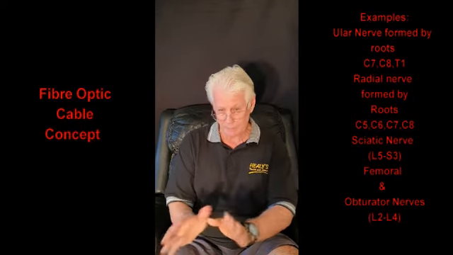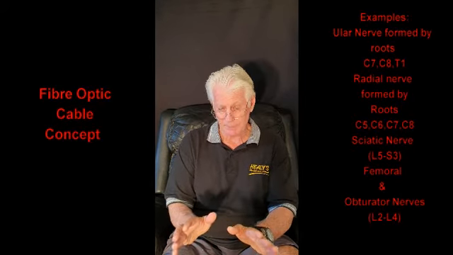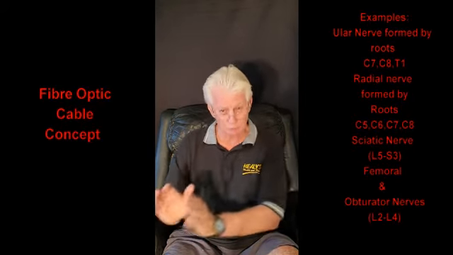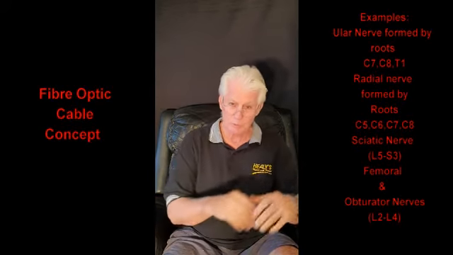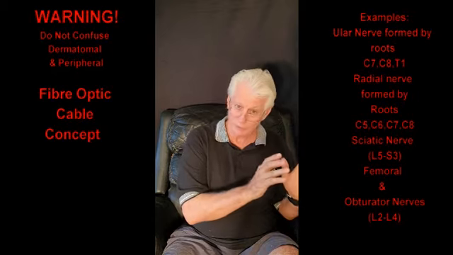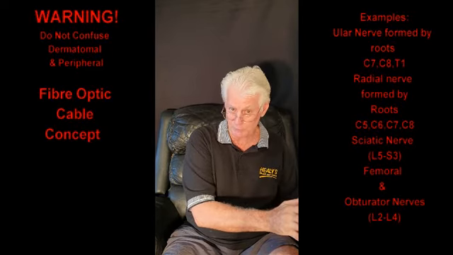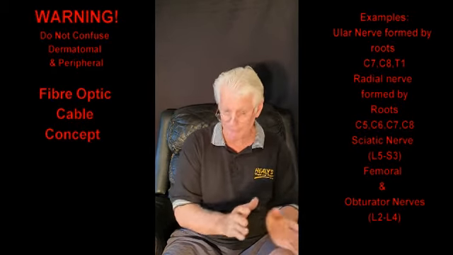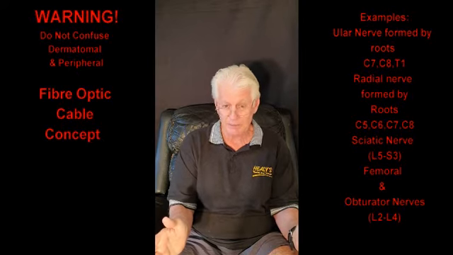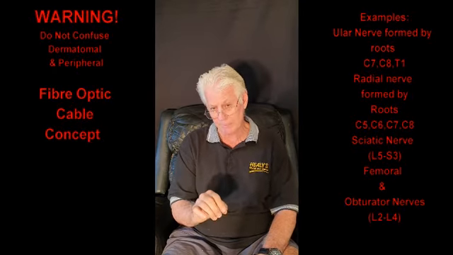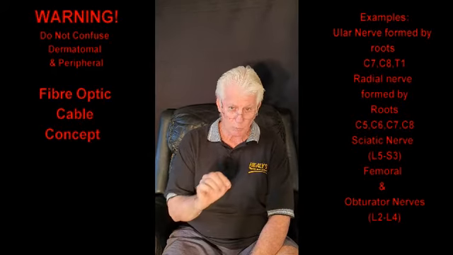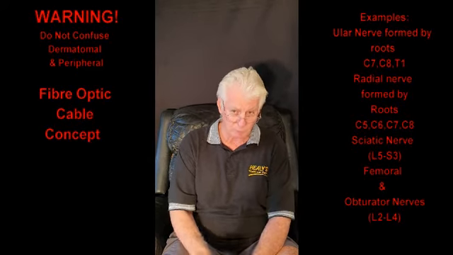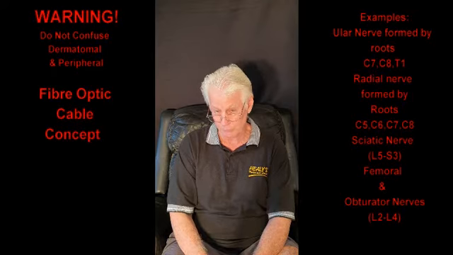So the big warning we had in the lectures is do not confuse the peripheral nerve distribution with the dermatomal nerve distribution, even though they overlap. Keep them as separate entities. As far as the sensitivity testing, we stick to the dermatomal patterns, which will refer back to nerve roots.